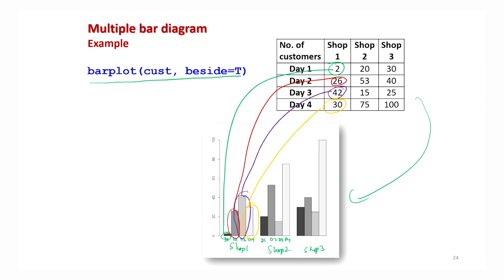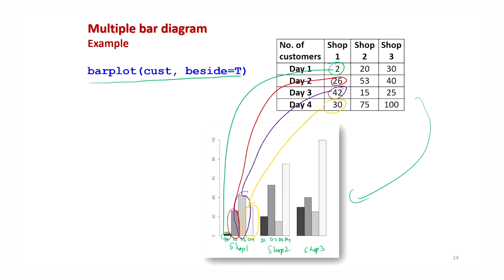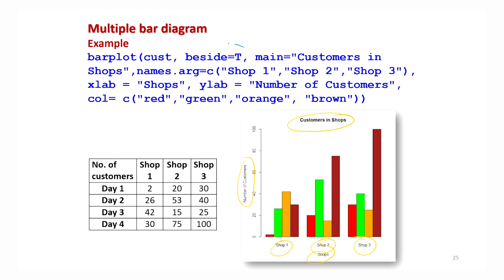So now if you try to see, the same data set is trying to give you a different type of information, right? And in case you want to make it more beautiful by giving different titles on the main graphic, like customers in shops, shop 1, shop 2, shop 3, and the number of customers, including D1, D2, D3, that can also be added, right? For that, the same command I used earlier, the only thing is I have added beside is equal to true. And this is giving you this type of graphic.